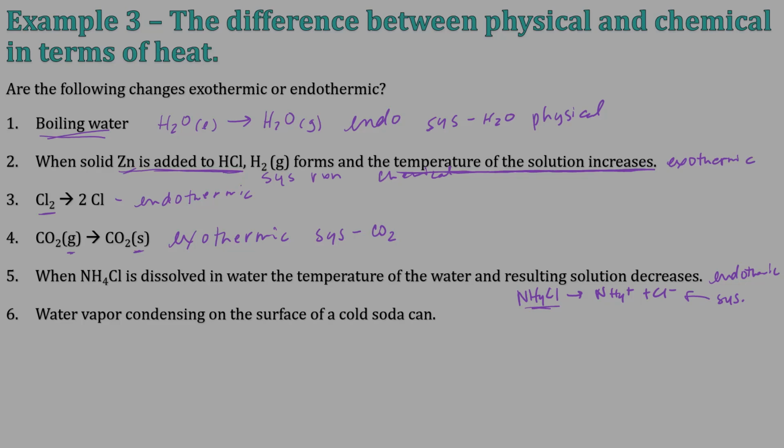Water vapor condensing on the surface of a cold soda can. So we have gas in the air and the coldness of the can, and because it's so cold, it condenses on the surface. So that means that those gas molecules have to lose heat to turn into a liquid. So it's going to be exothermic. And again, the water is the system.